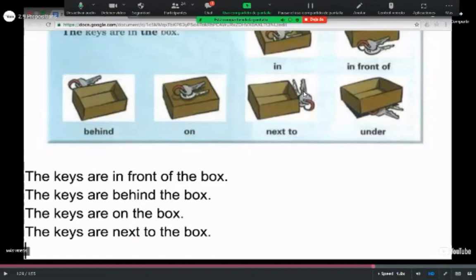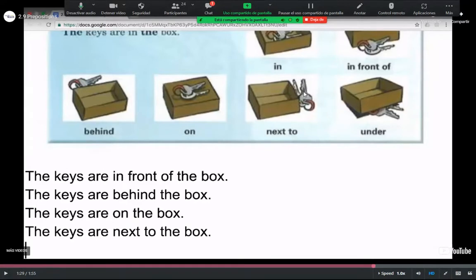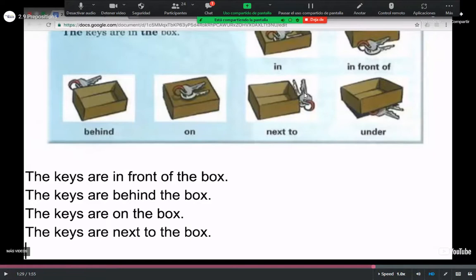Let's repeat the prepositions, okay? Once again. Repeat in. In. In front of. In front of. Behind. Behind. Perfect. On. On. Next to.